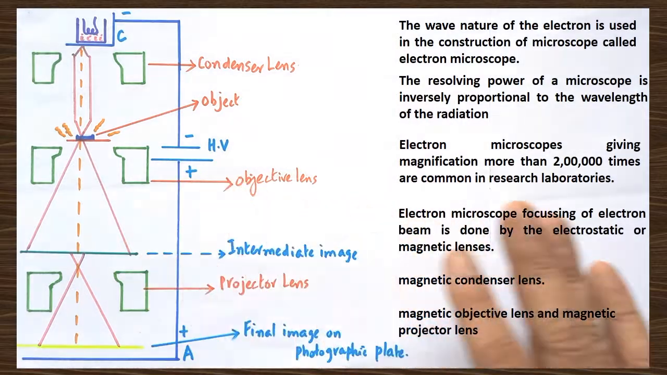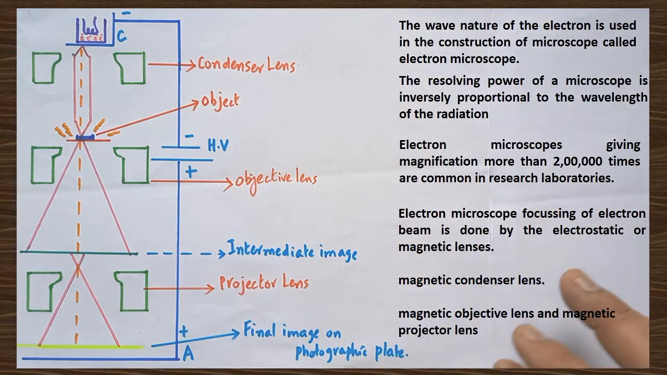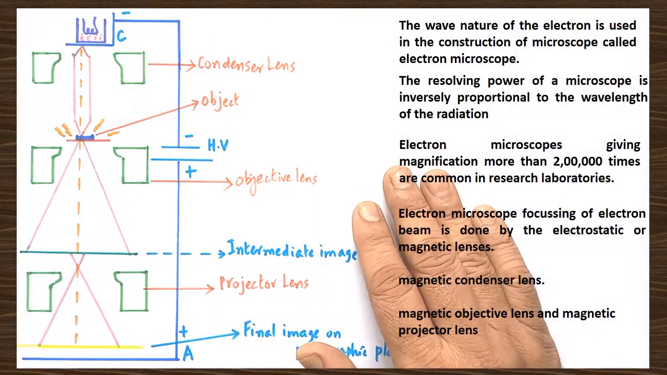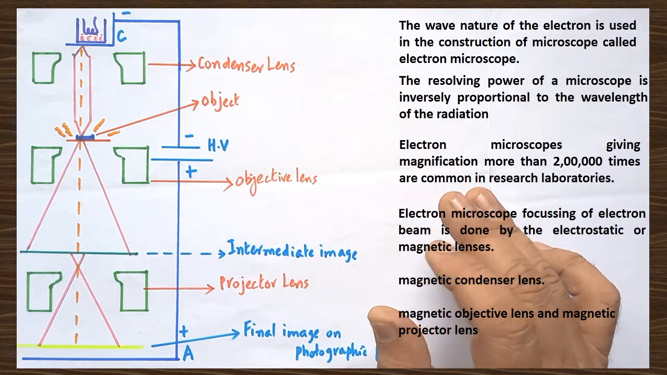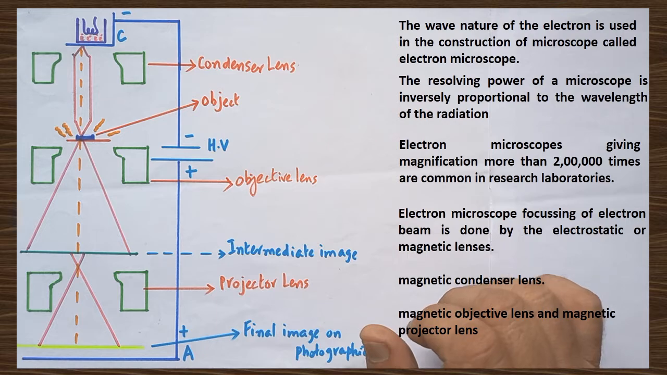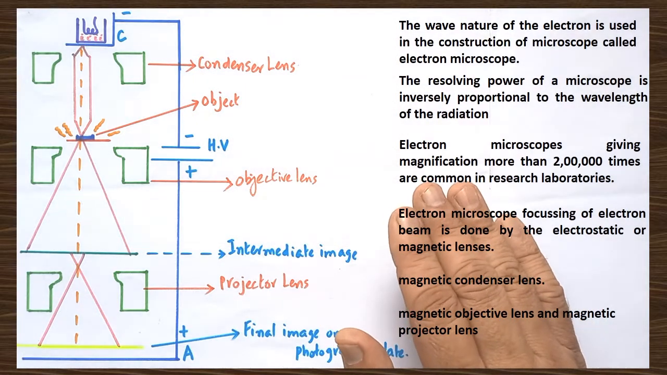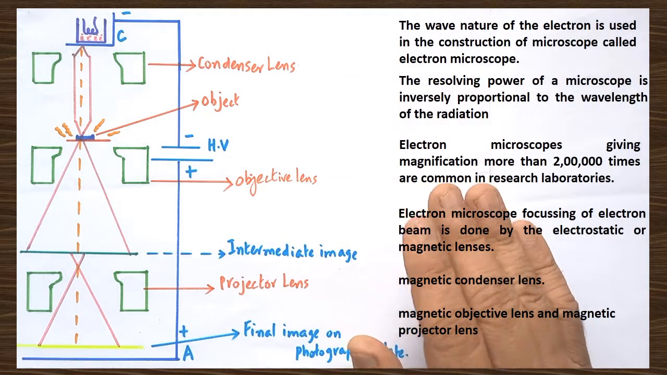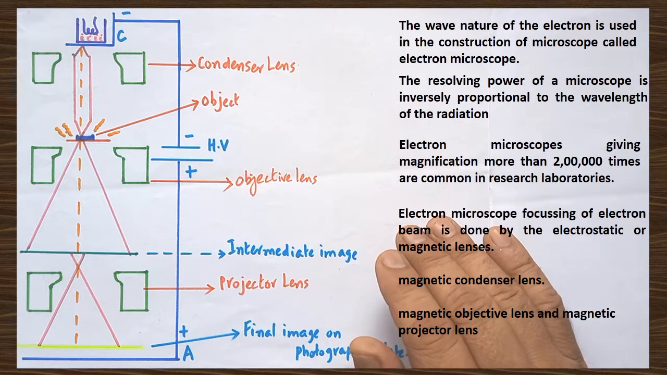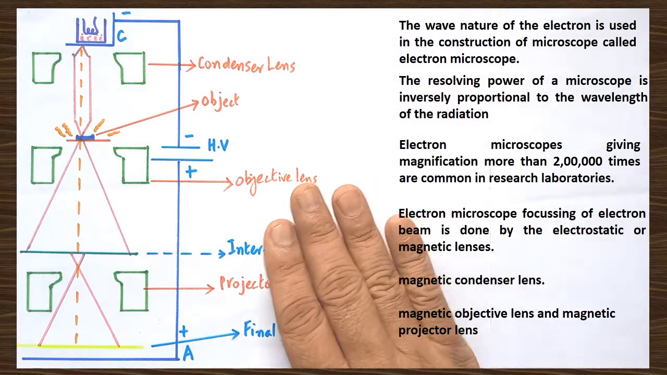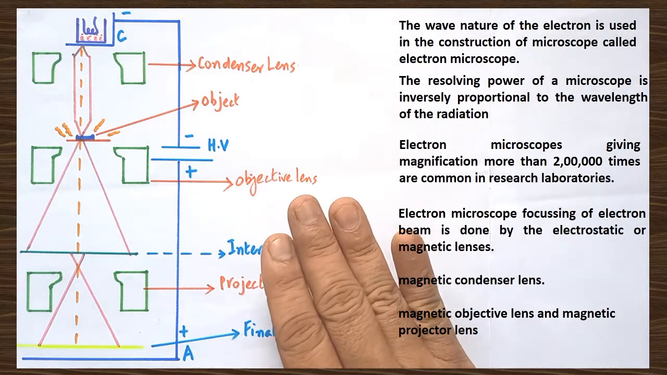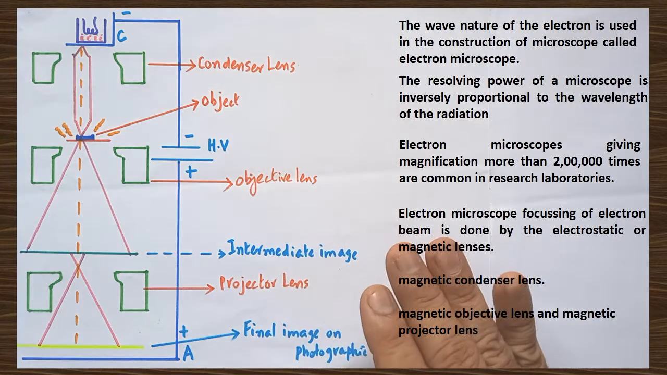By using this electron microscope, we are able to magnify very tiny organisms like bacteria, viruses and other organisms. Mainly it is used in the field of industries and also in the field of biology. Are you clear? Here the wave nature of the electron is used in the construction of the electron microscope. That is the principle of the electron microscope.